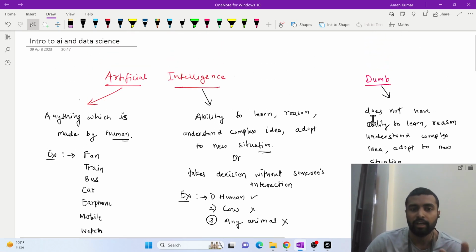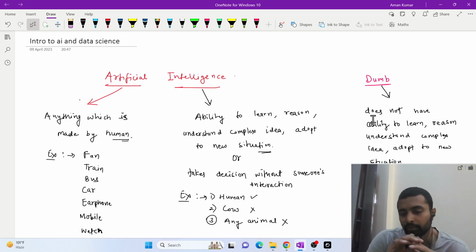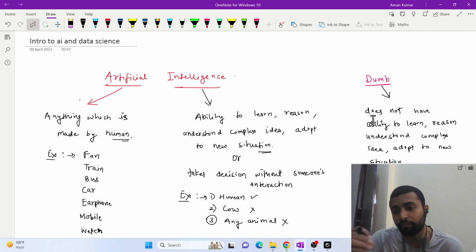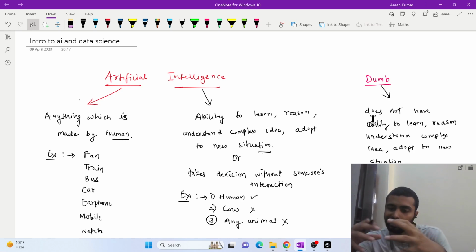So this is how artificial intelligence is. Of course, we haven't discussed what AI actually is, what the actual definition of AI is, but we first broke the concept into words, right? And we tried to understand the meaning of every word. First we talked about artificial, then intelligence, and also dumb, so that we can correlate to artificial intelligence. After talking so much, we are now able to understand the meaning of artificial intelligence. Let's define it now.